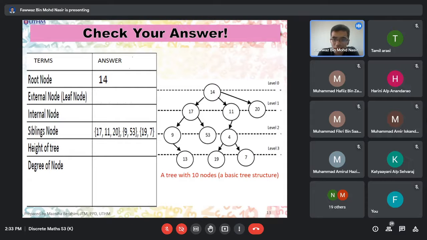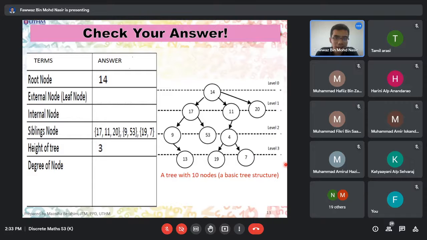Okay, kemudian the height of the tree. Okay, the height of the tree, kita just tengok the maximum level number. Okay, jadi kalau kita kira root ni, okay, root ni dekat level 0 kan, so we just count how many levels are there. Okay, so the maximum level number is level 3, so the height of the tree is 3.